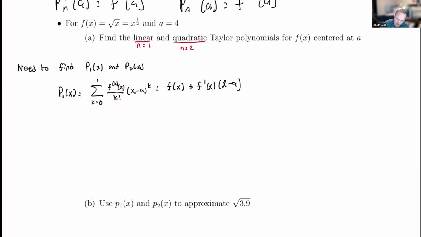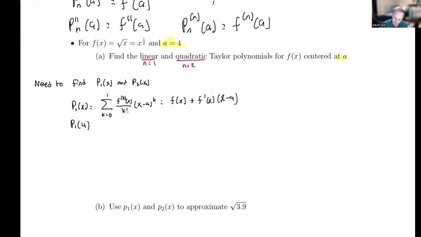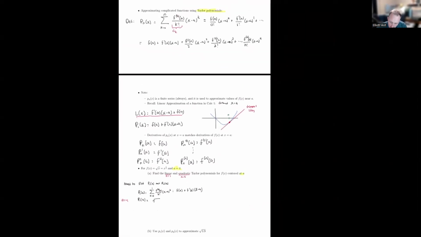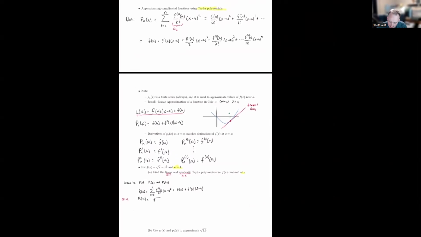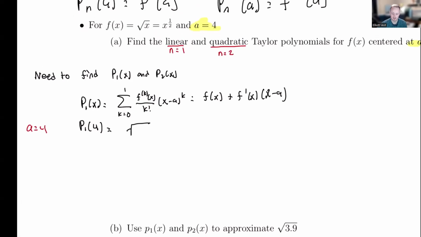Okay. Well, what is P1 of 4, right? Because we're looking at a equal to 4 here. So let's plug that in. A equals 4. P of 4 is going to be the square root. Oh, wait. Sorry. Let me look at this here really quick. Yeah. So I already messed up here. It's not going to be f of x always. So good thing I saw myself here.